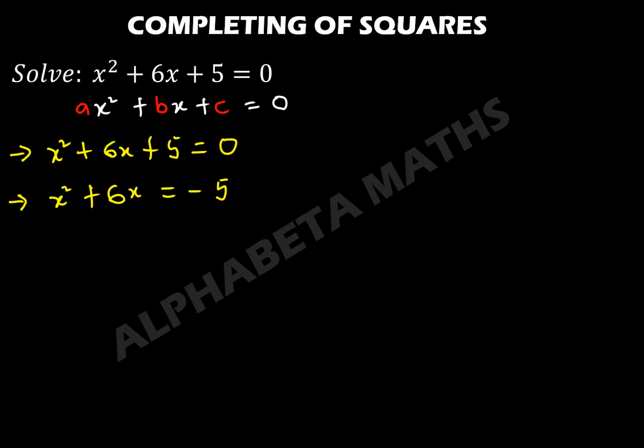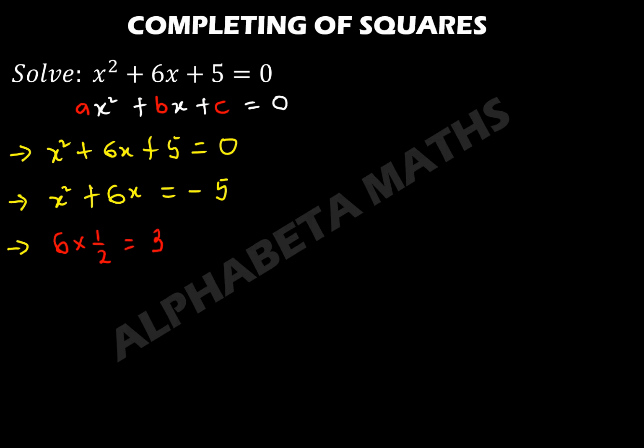The moment we are done with this step, our next step is to write this expression as a perfect expression. To do that, we always have to divide the coefficient of x by 2, then square it, and add it to both sides of the equation. This is how we do it. The coefficient of x is 6, right? And this will be multiplied by half, or divided by 2, and we are getting 3.